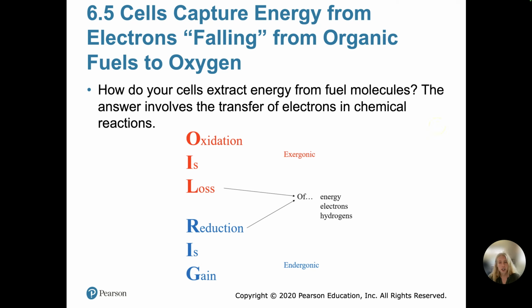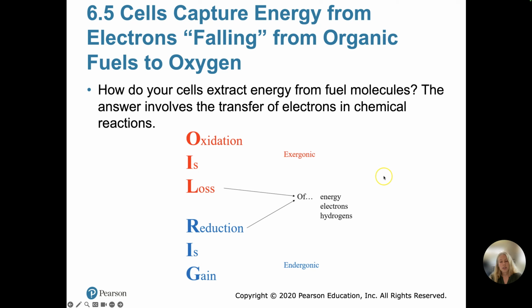How do your cells extract energy from fuel molecules? The answer involves the transfer of electrons in chemical reactions. I have a few little acronyms that would be helpful to write down that refer to oxidation and reduction. Oxidation and reduction are terms that you're going to hear a lot as we discuss cellular respiration, and it's important to know what these terms mean. A helpful acronym to remember this is OIL RIG. OIL RIG stands for oxidation is loss, reduction is gain. So remember OIL RIG, it will help you a lot.